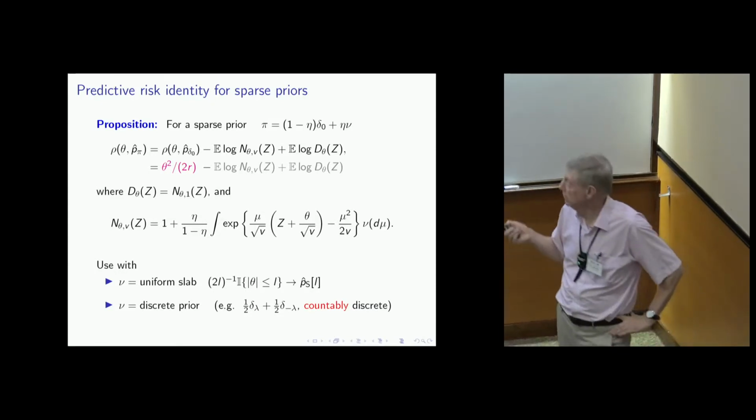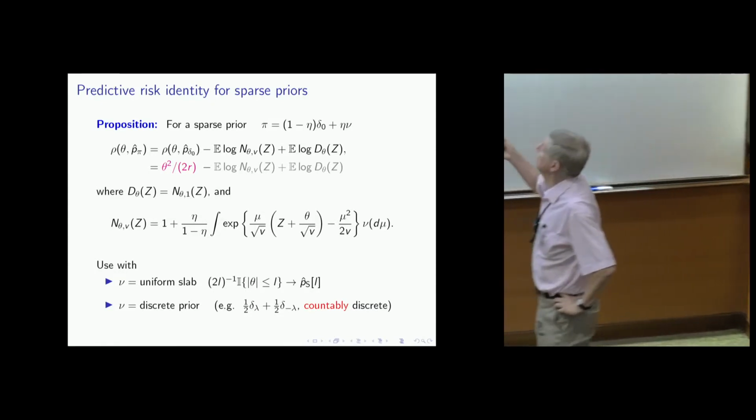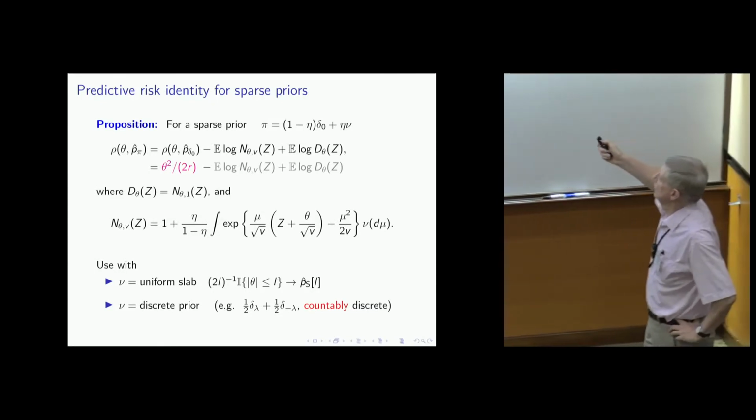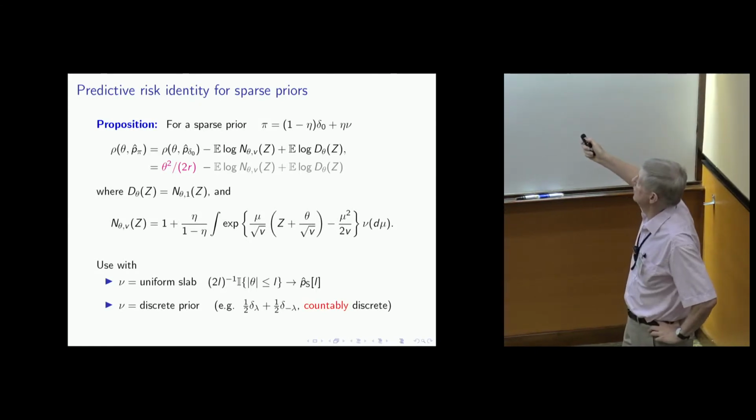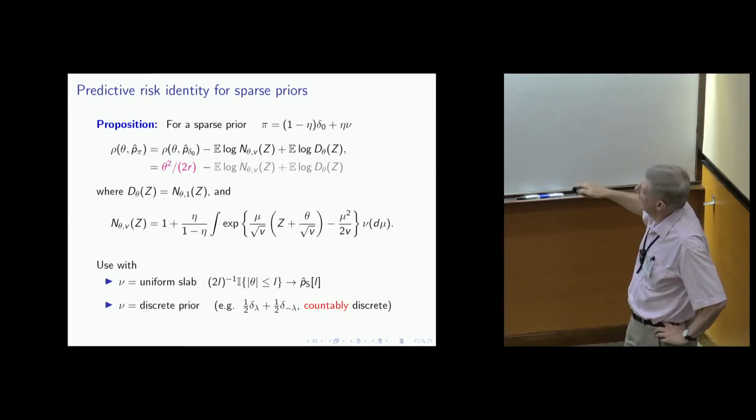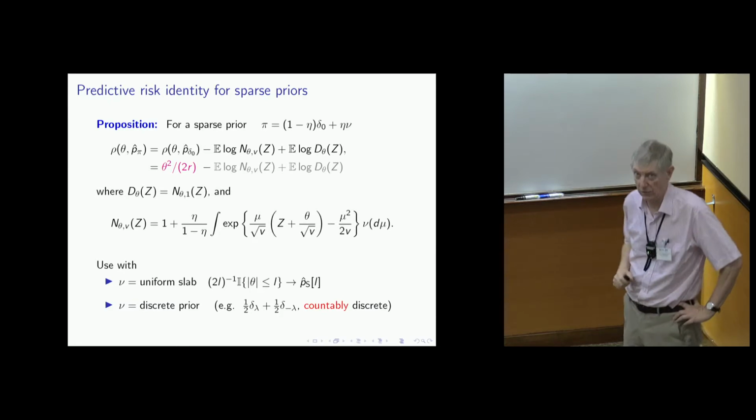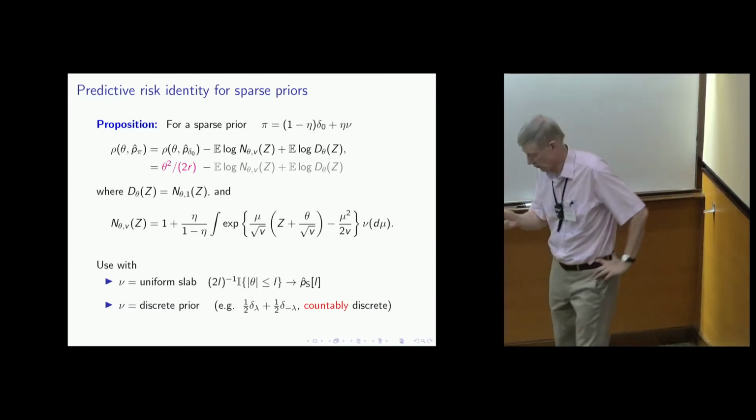And one can apply it to so-called uniform slab priors, where this is a uniform density, and, as I'll focus on more, cases where nu is discrete, in particular countably discrete, as I'll explain.